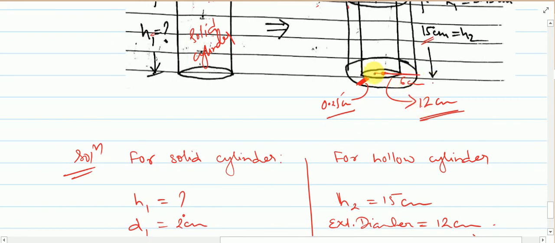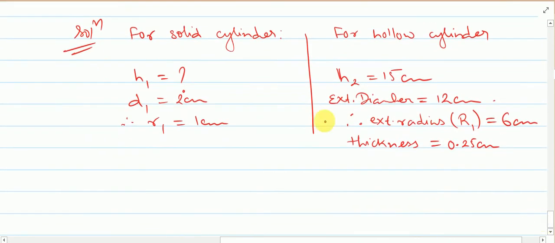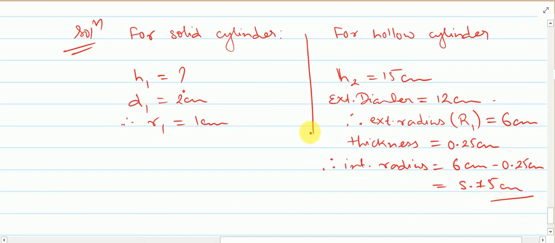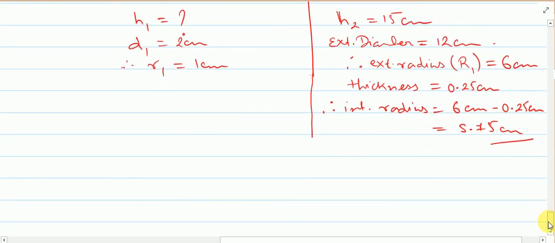Now what would be this internal radius? Internal radius will be external radius minus this thickness. So 6 centimeter minus 0.25 centimeter, so you will get 5.75 centimeter. Now all the information is written down. We have to find h1, height of the solid one.